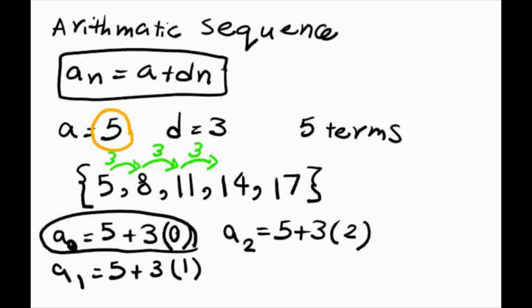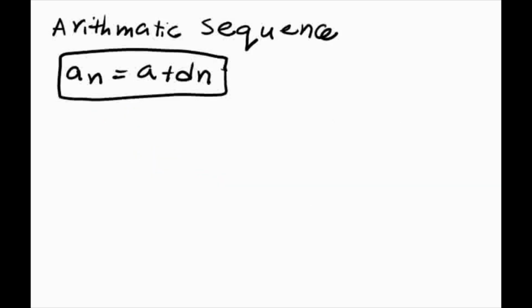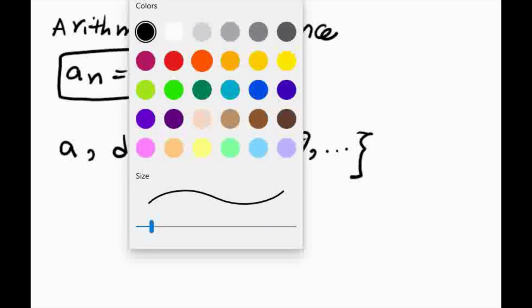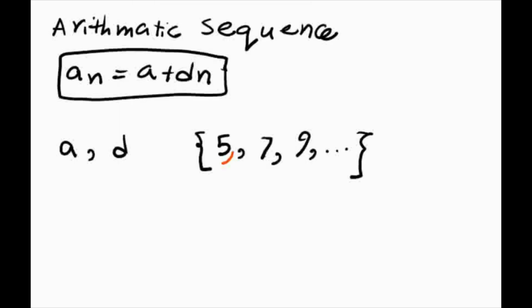Okay, now let's look at another question. My next question is to find a and d in the given sequence. So my sequence is 5, 7, 9, and so on, which is going forever. So as we saw in the previous example, our first element is going to be our a. So a is going to be 5, because everything multiplied by 0 is going to be 0. So we are only going to be left with our a, which is 5.